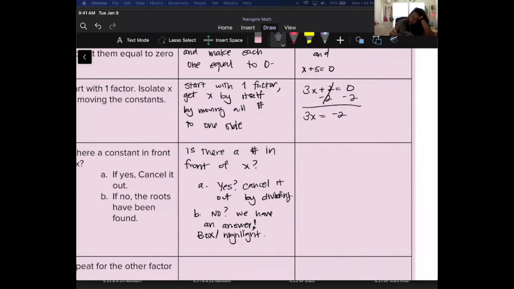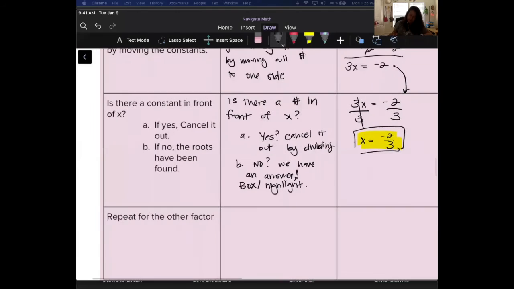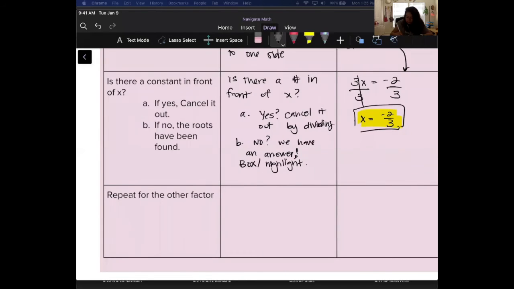So we have our equation 3x equals -2 from above, and we just brought it down. And I'm going to ask myself, is there a number in front of the x? Well, yes, there is. There's a number 3 in front of it. So to get rid of it, to cancel it out, I'm going to divide both sides by 3. Now I'm left with x equals -2/3. And since we're done, we can box our answer, or if we're on a computer, we're going to highlight it. Next, repeat for the other factor, meaning I'm going to repeat for the other equation.